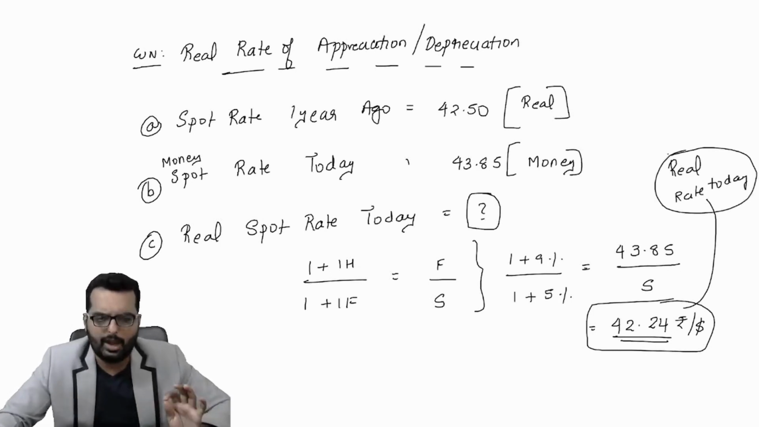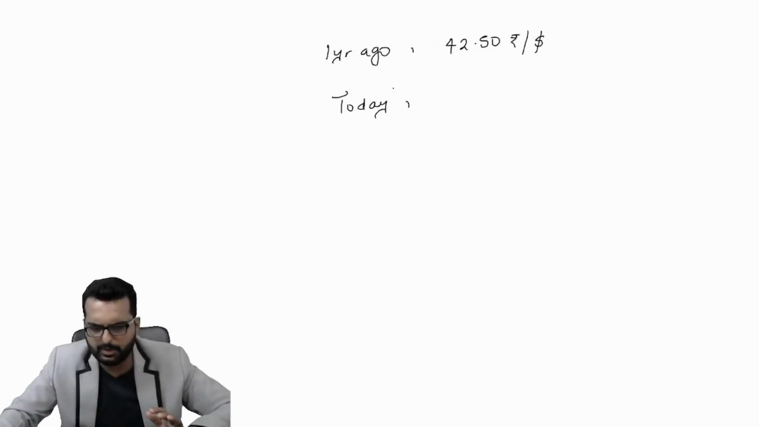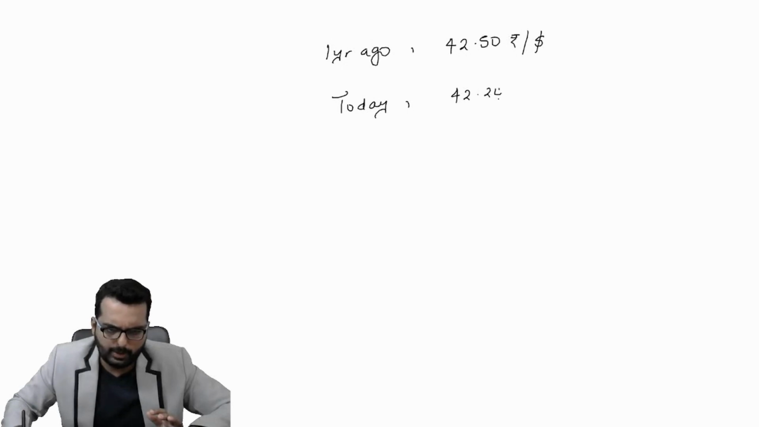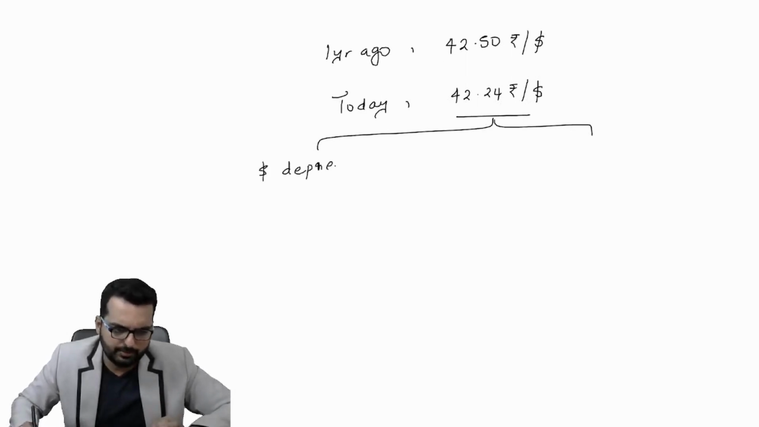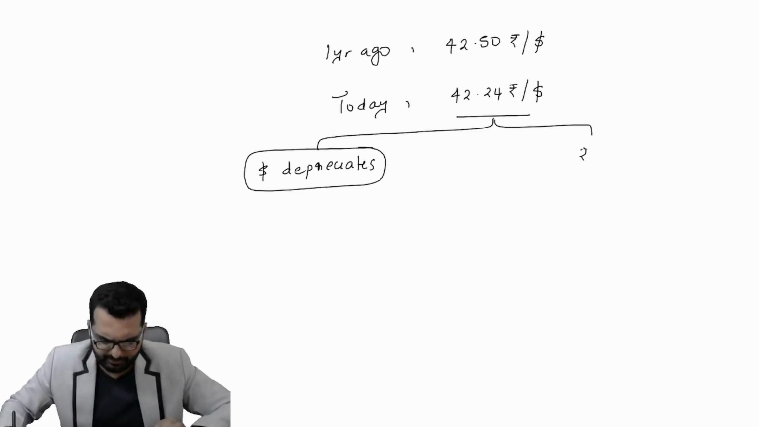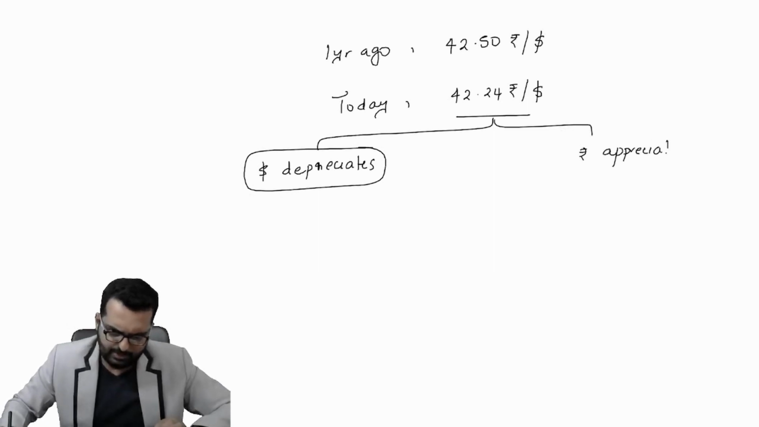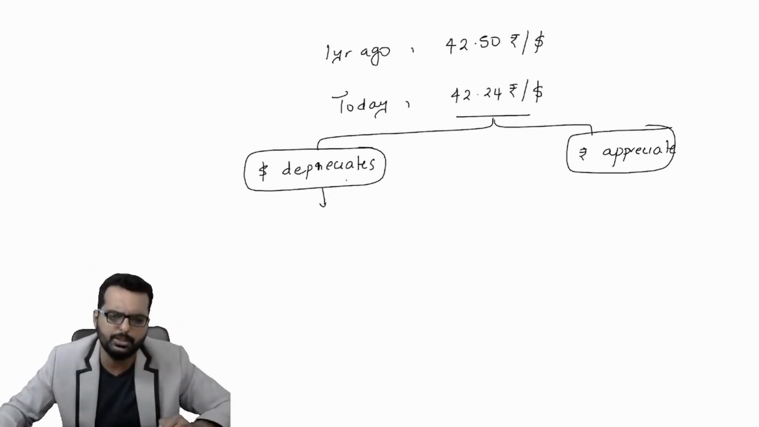Everybody clear so far? I'll give you time to write down. So I'll write down over here. Okay. 1 year ago, the rate was 42.5 rupees per dollar. Today, what is the rate that you have got over here? Have you got the rate as 42.24 rupees per dollar? All right. So now tell me what is happening. Dollar depreciates. And what happens to rupee if dollar is depreciating? Rupee will appreciate. Why is dollar depreciating? From 42.5, it has fallen down to how much?